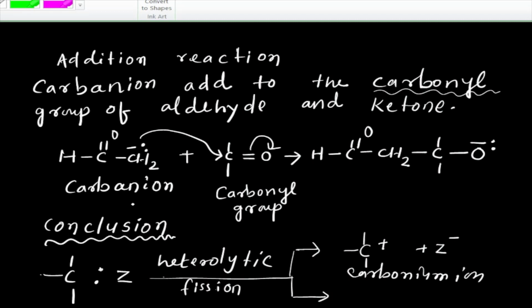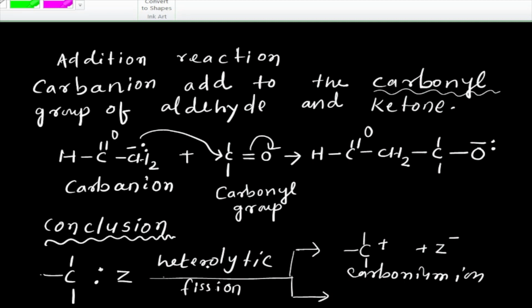This is the carbanion, and the electron pair moves towards the carbonyl group. So what happens? The C double bond O changes to a C single bond O, and the oxygen holds a pair of electrons with a negative charge. This is one type of addition reaction.